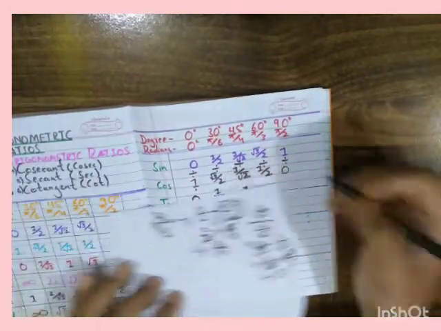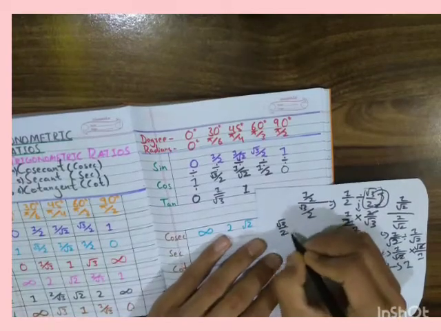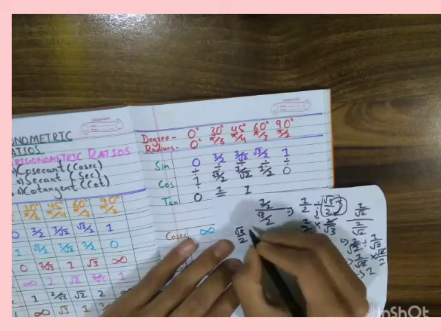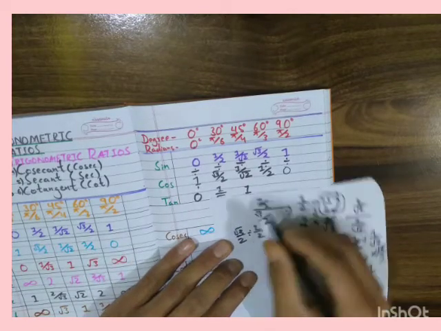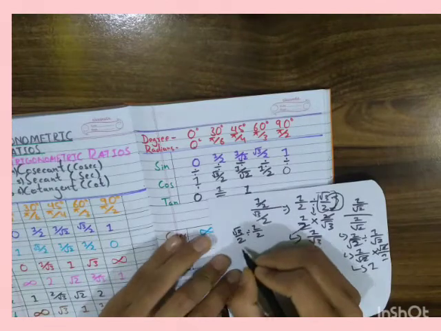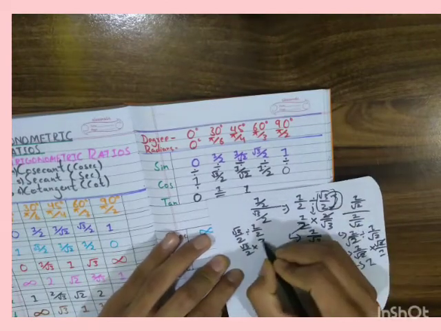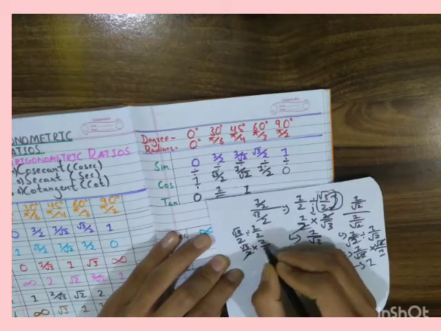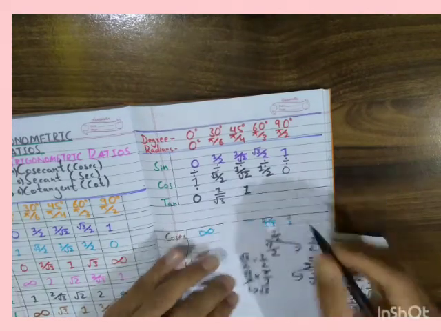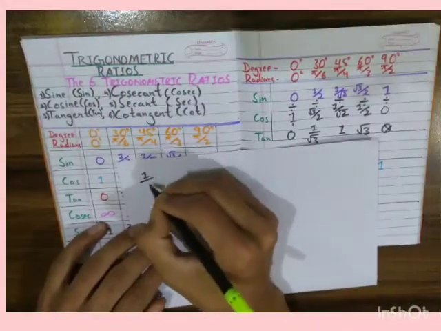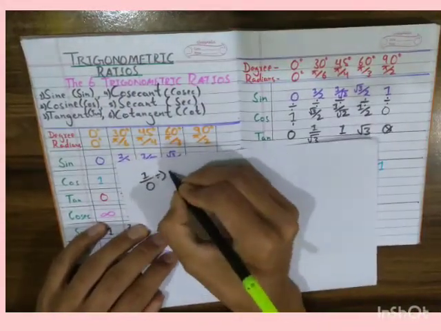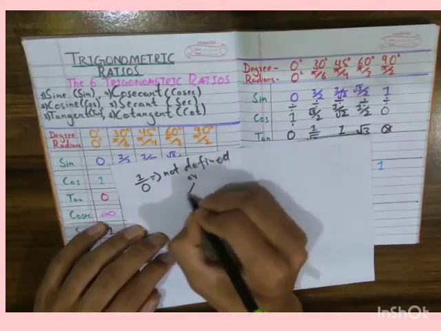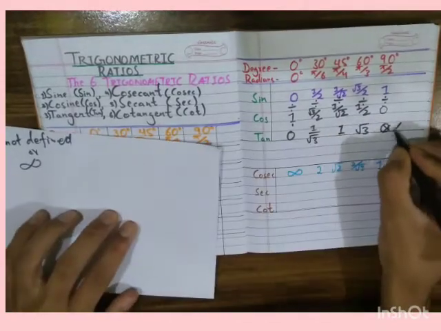Root 3 by 2 divided by 1 upon 2. I will skip this step and write straight here: 1 upon 2, root 3 by 2 divided by 1 upon 2. Change the operator, divide becomes multiply, and reciprocal the number. As you can see here, 2 gets cancelled, and the answer is root 3 by 0, that is 3 divided by 0. Actually the result is not defined. Some write it as not defined, some write it as infinity. So right now I'm going to write here infinity.